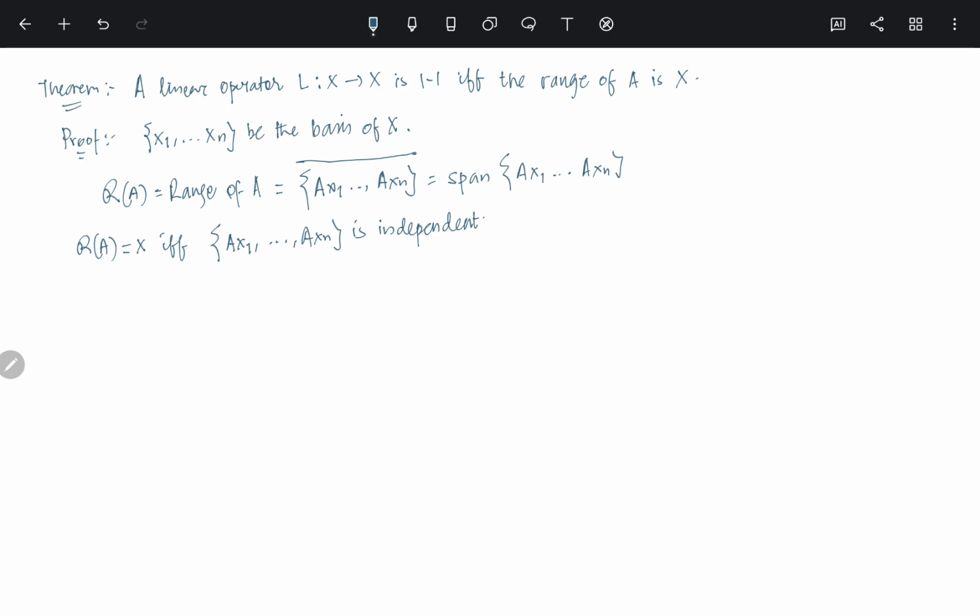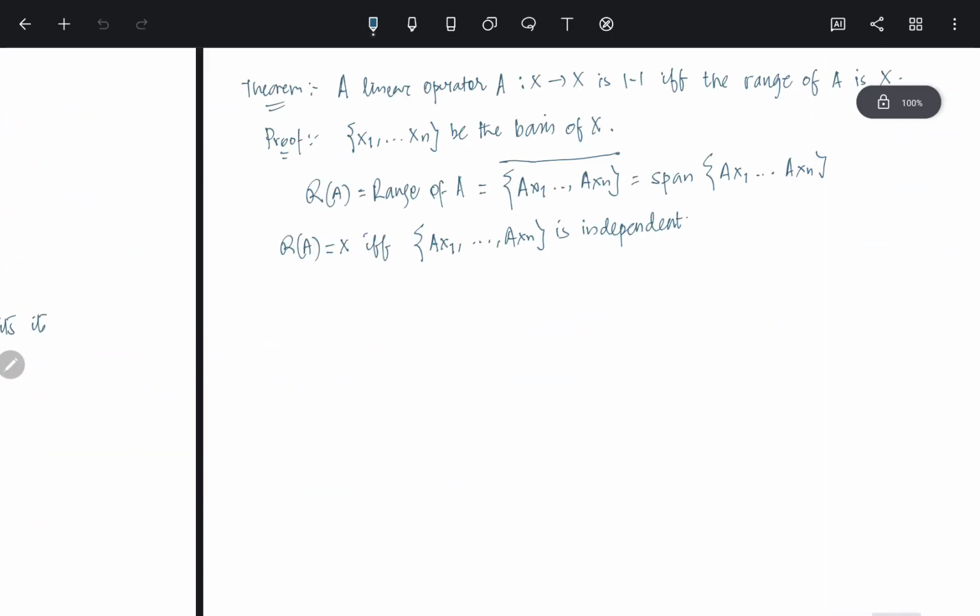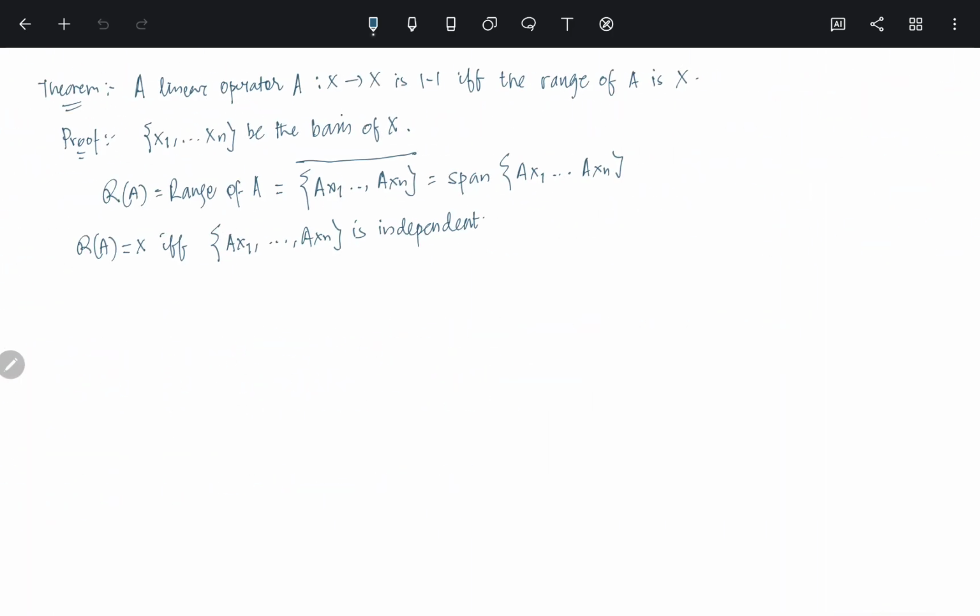Sorry, I was writing A here, so let's write it as A, because I started our linear operator as A. So we should do it like this. The range of A is X if and only if this set is independent, right? So we have to show that this can happen if and only if A is 1-1. So how do you show that?